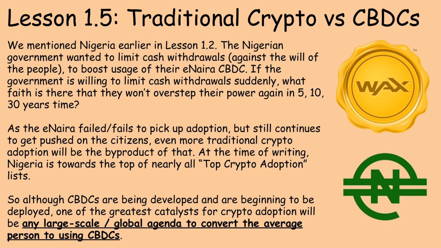And at the time of writing, Nigeria is towards the top of nearly all top crypto adoption lists. So although CBDCs are being developed and are beginning to be deployed, one of the greatest catalysts for crypto adoption will be any large-scale or global agenda to convert the average person to using CBDCs. When you look at the top crypto adoption list on Google, if you just Google that, you'll typically see Nigeria, Argentina, and Venezuela, and it's such countries that are in economic turmoil essentially.